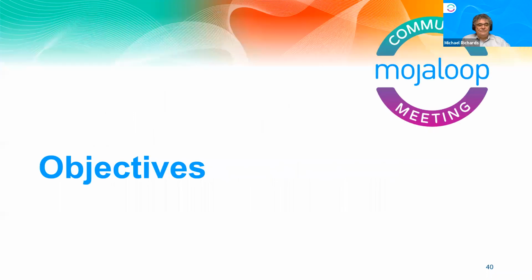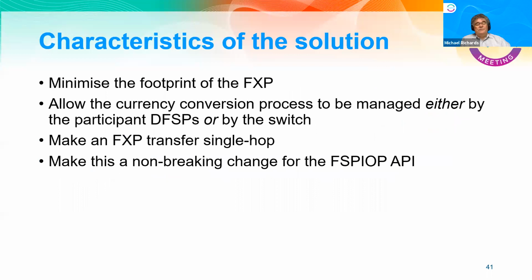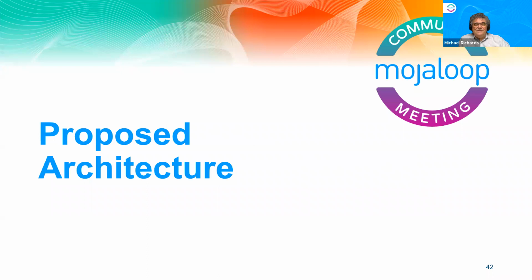So what are our objectives? First of all, to minimize the footprint of the foreign exchange provider. Second, to allow the currency conversion process to be managed either by the participant DFSPs or by the switch. Third, to make an FXP transfer single hop. And fourth, to make this a non-breaking change for the FSPIOP API. You can give me marks out of 10 for this.